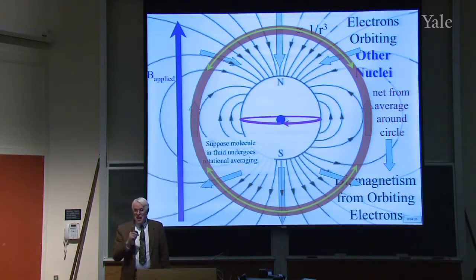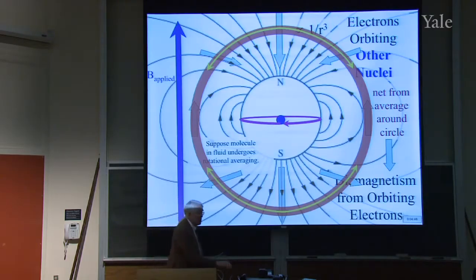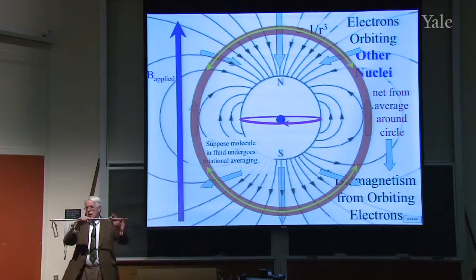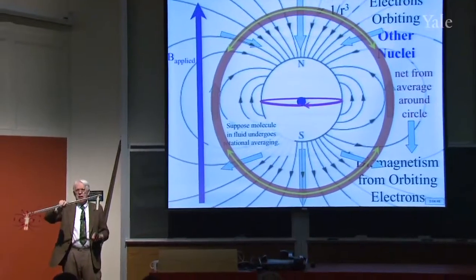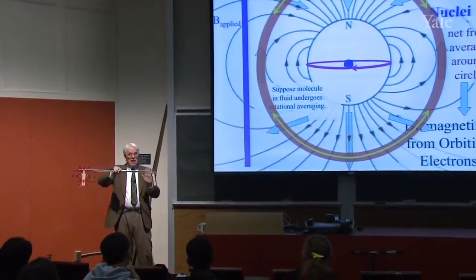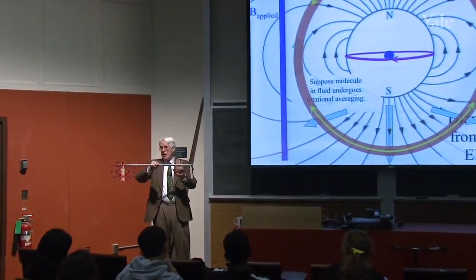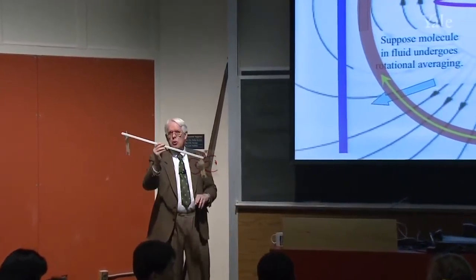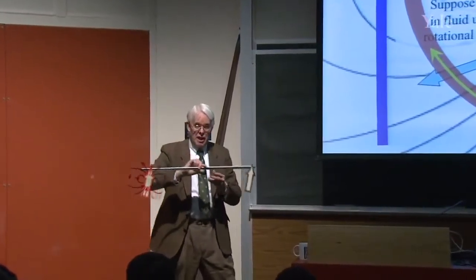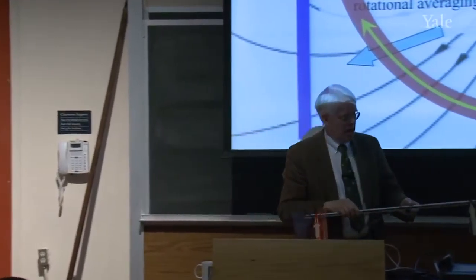However, that's not the way you average. Can anybody see why you don't average around a circle? When I look at the effect of the fields over here on this, why don't I just average around a circle? Because the molecule is not held in a plane. It can go this way too. Okay? So we have to average over a sphere, not around a circle, right?